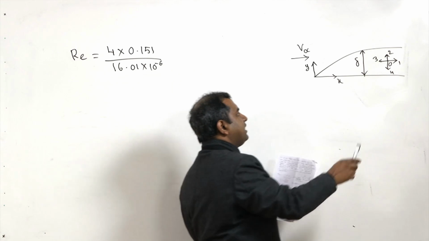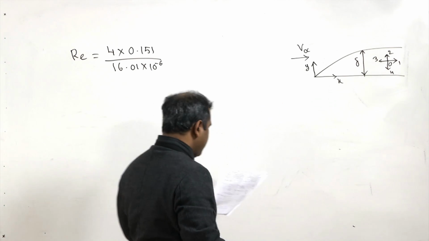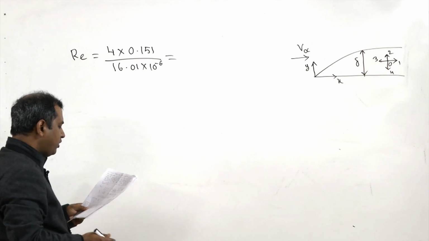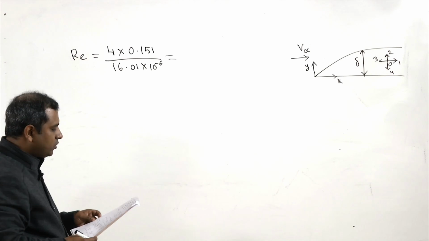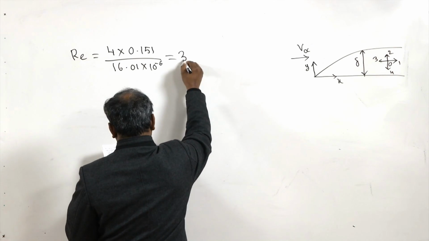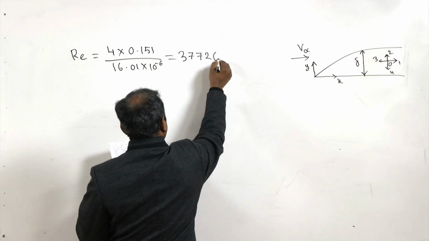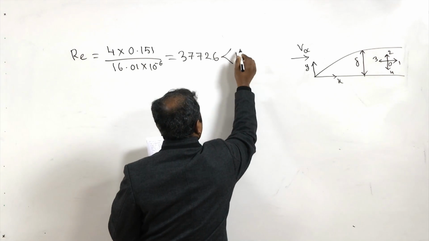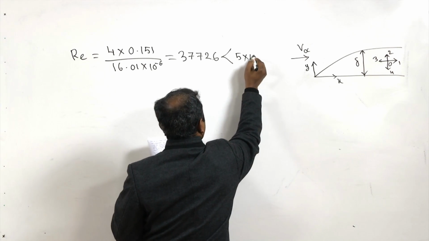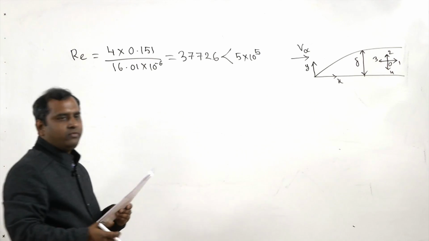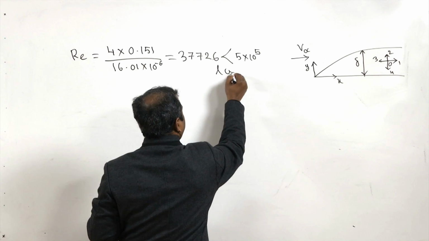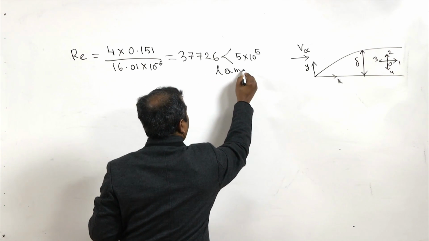If one point is laminar, then obviously this 2, 3, 4 will be laminar. Okay. So, this 16.01 into 10 to the power minus 6 is actually the kinematic viscosity of air at 30 degrees centigrade. So, if you see that one, it will come out as 37726, which is definitely less than 5 into 10 to the power 5, which is the limit for this one. So, from here we have understood it is laminar, so we can actually use our Blasius law.